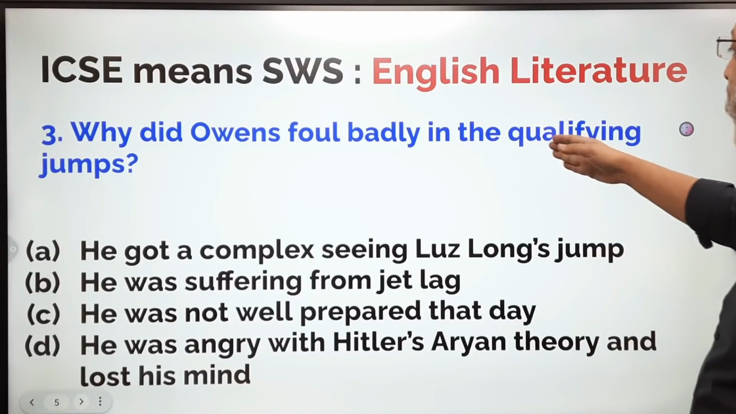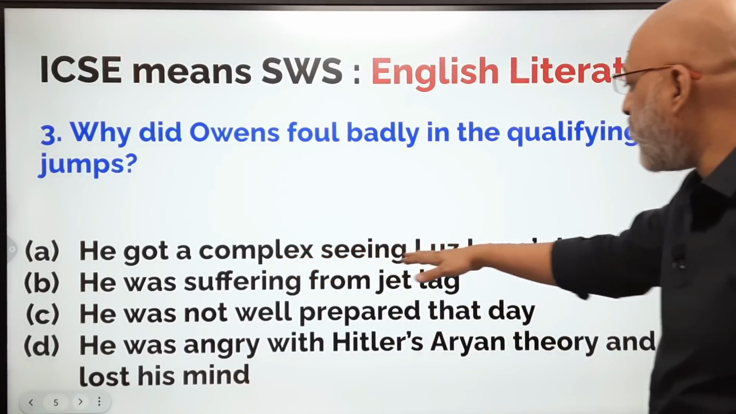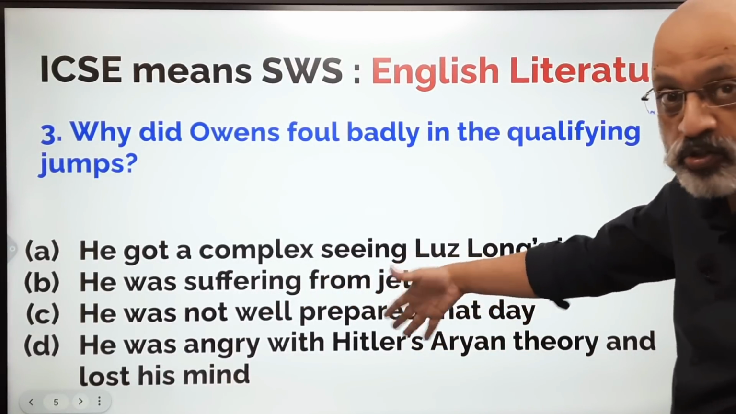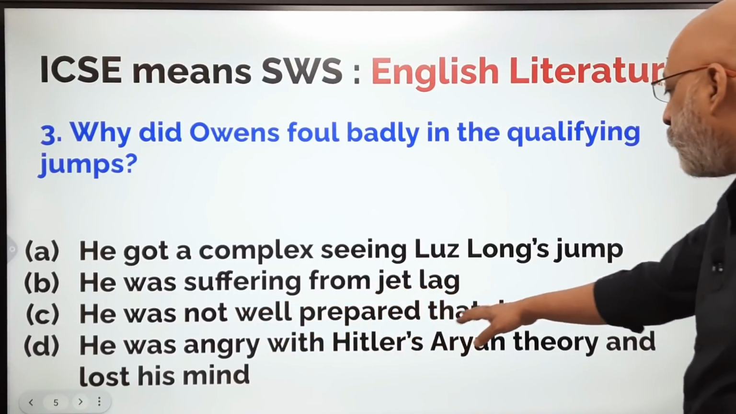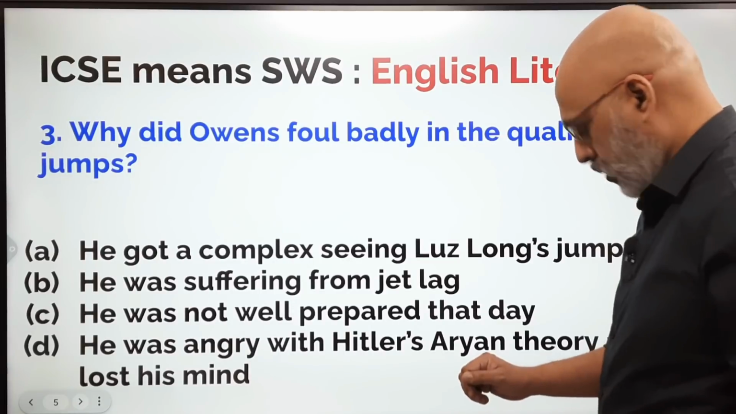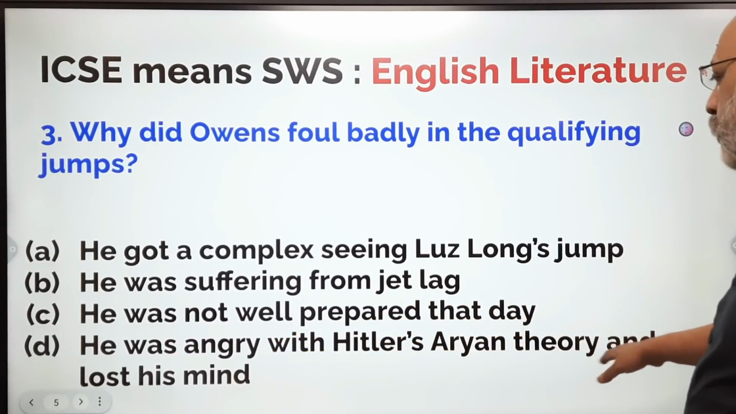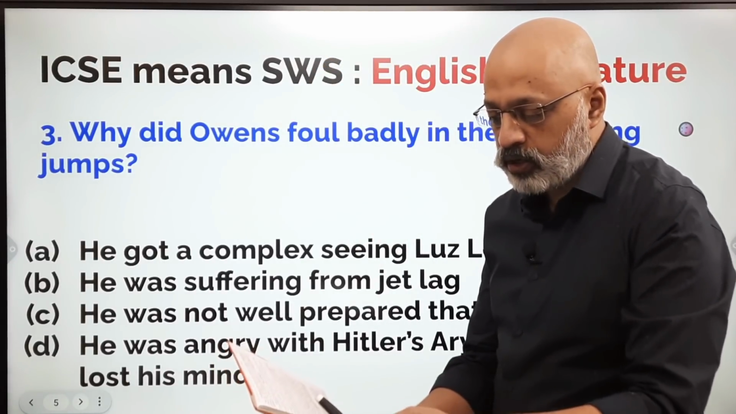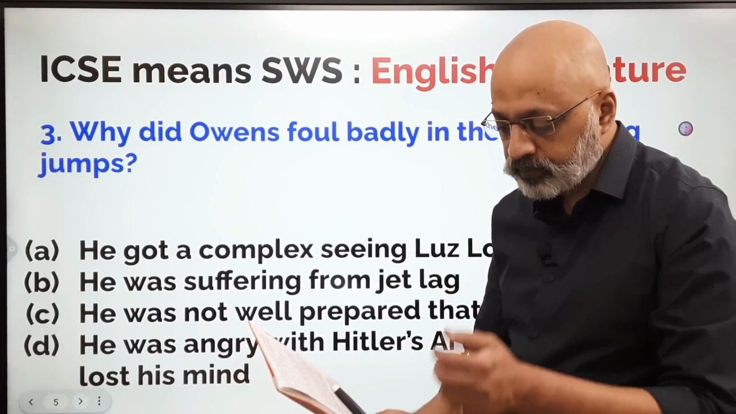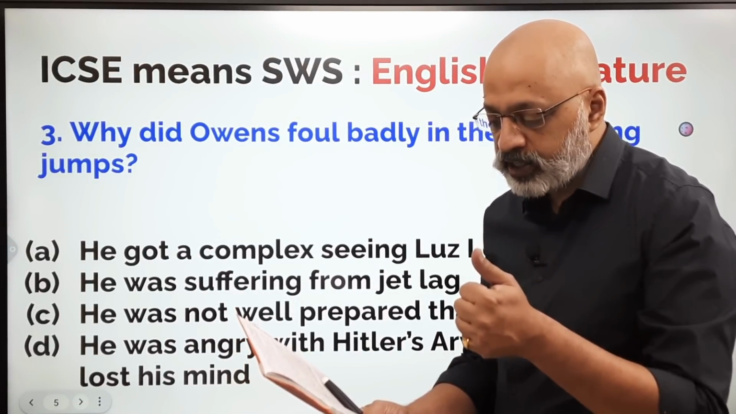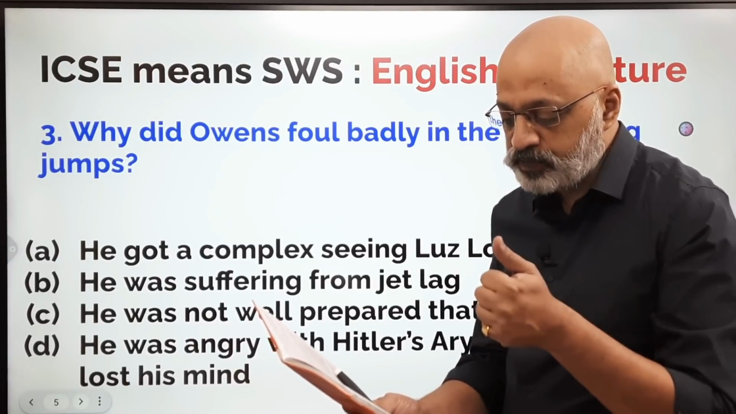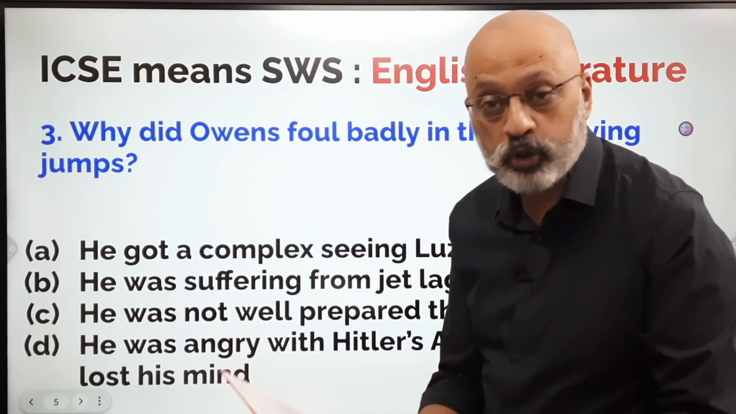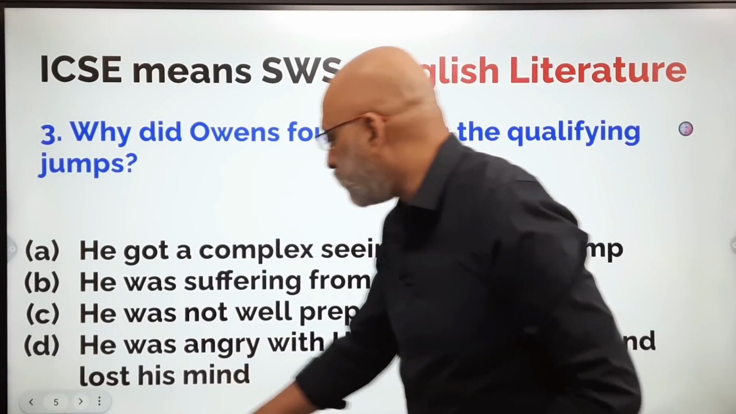Why did Jesse Owens foul badly in the qualifying jumps? He got a complex seeing Luz Long's jump. He got disturbed. Was it because of that? He was suffering from jet lag. Well, this is nowhere mentioned in the story. He was not well prepared that day. Was it because of that? Or he was angry with Hitler's Aryan theory and lost his mind. The correct option is D, and you can see it in the 4th paragraph of the story. A little hot under the collar about Hitler's ways, I determined to go there and show der Führer and his master race who was superior and who wasn't. An angry athlete is an athlete who will make mistakes, as any coach will tell you. So that's the reason, option D.